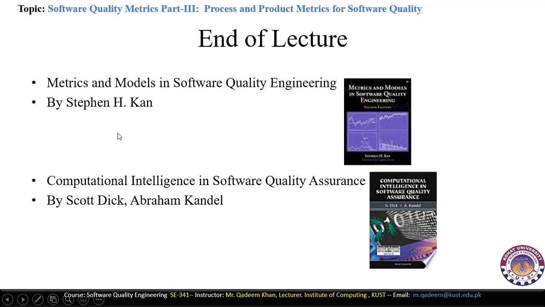Dear students, this is the end of the lectures. These are two good books which will help you to study more about these matters. The final book is very important here, Computational Intelligence in Software Quality Assurance by Scott Dick and Abraham Kandel. These books contain different other types of metrics as well, but I just covered the quality metrics here. So if you want to study more about certain metrics, you should study these books.